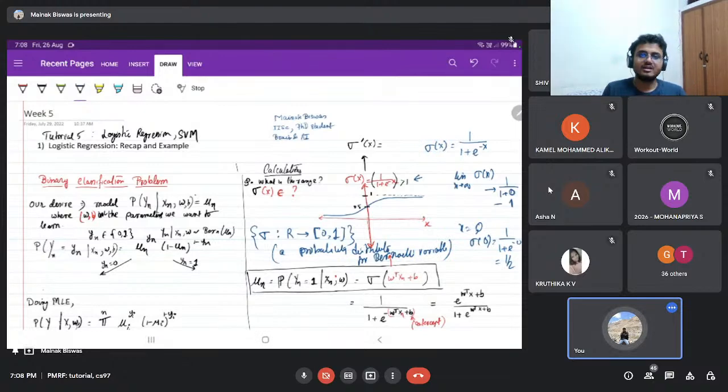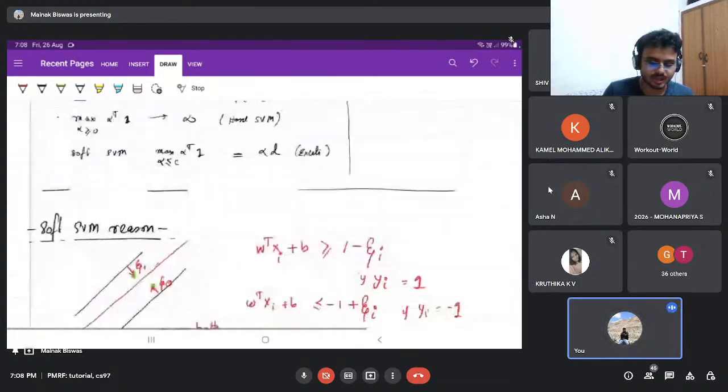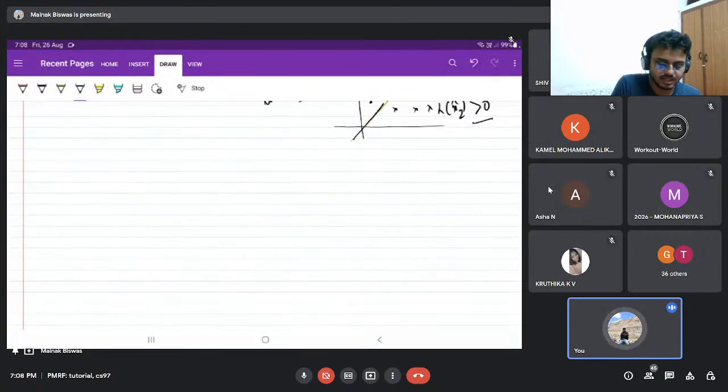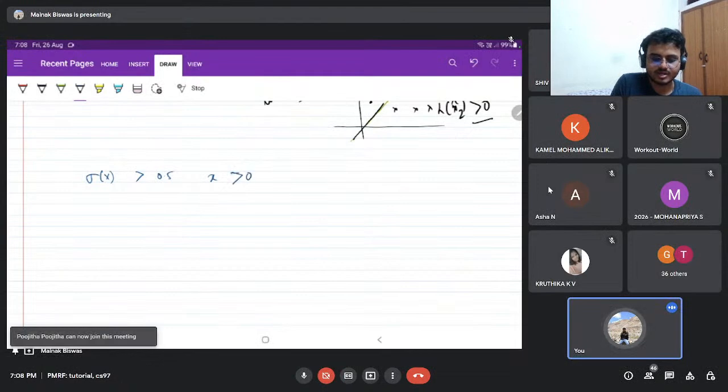So given an R, it can tell you, if the x value is greater than 0... let's dive a bit deeper into this. What does this mean? Sigma x is greater than 0.5 if x is greater than 0, and sigma x is less than 0.5 if x is less than 0.